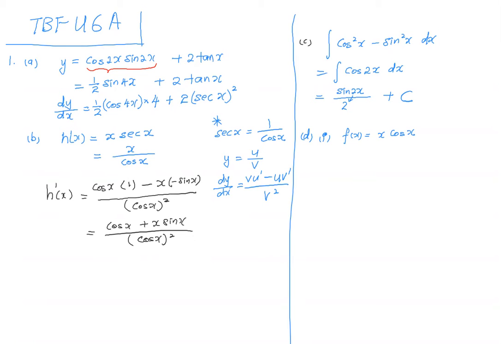You know how to use product rule? Yeah, product rule is like that. In the product rule, the order is not important, okay? You can, because it's a plus: v u prime plus u v prime.